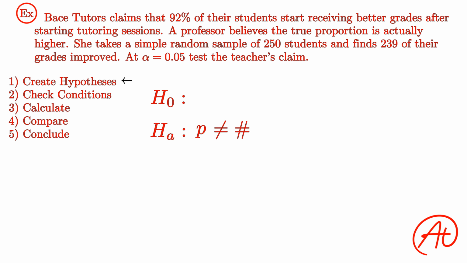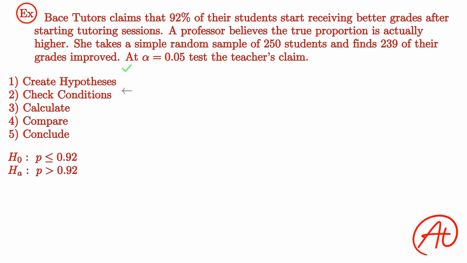For our problem, we are testing to see whether the true proportion P of students tutored by Base Tutors whose grades improved is actually greater than 0.92. Then our null hypothesis is always just the opposite of this. This makes our null hypothesis, H sub 0, P is less than or equal to 0.92.